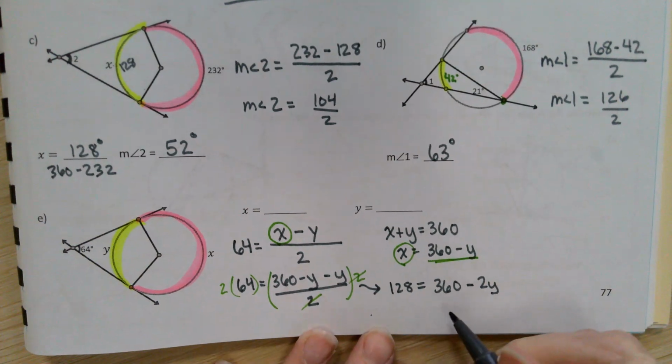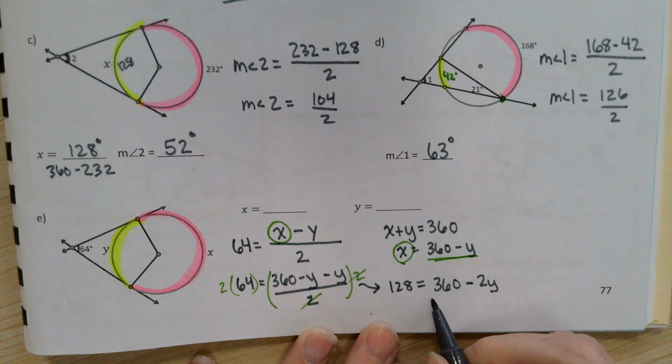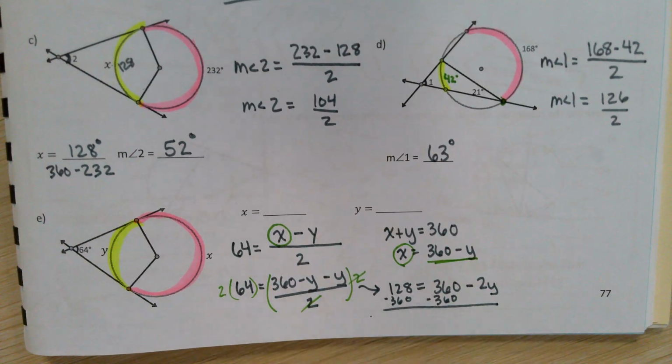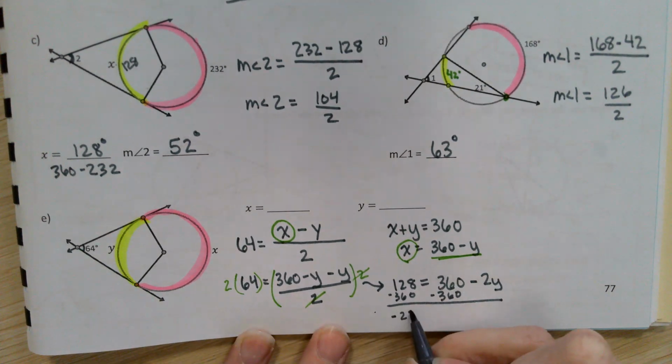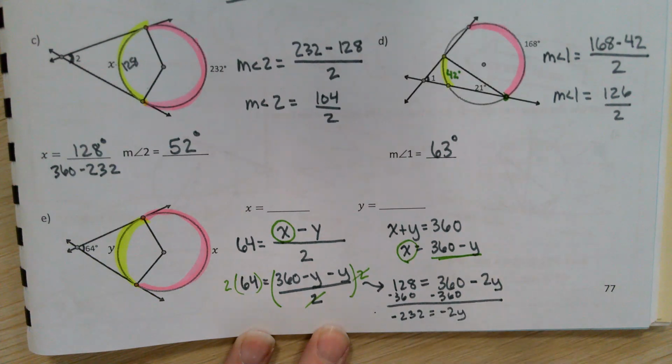I'm going to go ahead and solve this one the opposite of what I did up in question number 1. I'm going to leave this minus 2y here instead of trying to make it positive. So that means I'm actually going to subtract 360, and that total is going to be negative for a moment. 128 minus 360 is negative 232. That's equal to negative 2y.